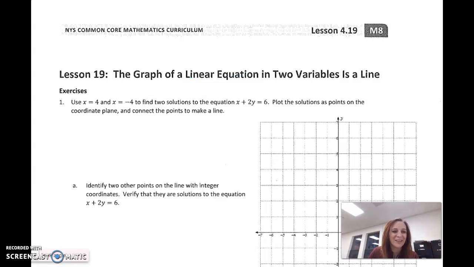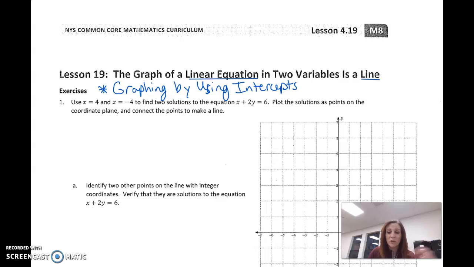Okay, so we have a linear equation and we know it's a line. I want to add to this title: graphing by using intercepts. So the first part of the notes is going to focus on this idea of a line. What does the line mean when we graph everything? And then the second video is going to focus on how we can graph by using the intercepts. So we'll talk more about that in a second.